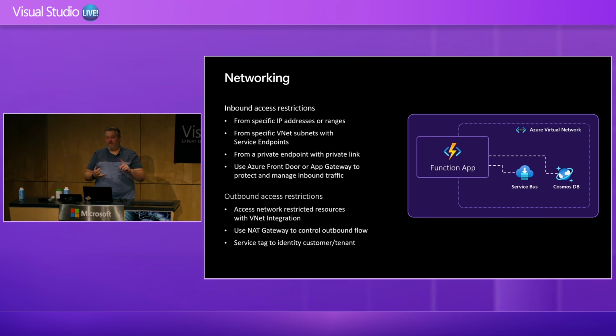So the flex consumption plan, the premium plan, and app service plan all have all of these options. You can specify IP ranges. You can join your function app as a service endpoint to a VNet through a subnet. You can private endpoint it with private link. And then if you want to give access to your function app, you can use App Gateway or Azure Front Door to protect and then manage the inbound traffic flow, but then route those calls through the network into your function app. So that's for inbound.